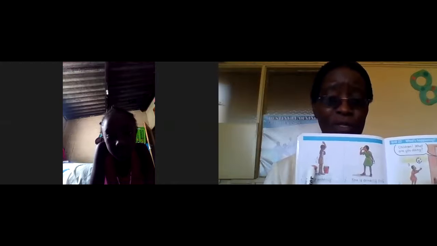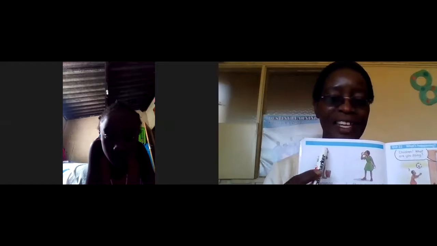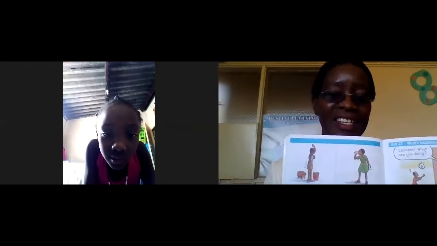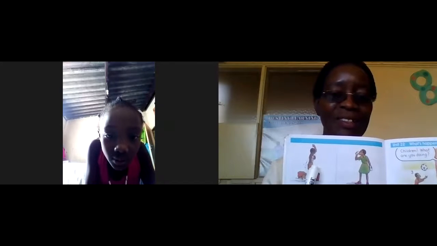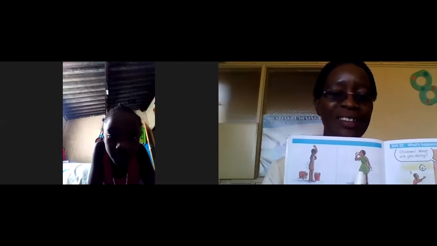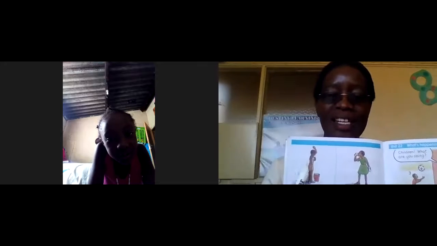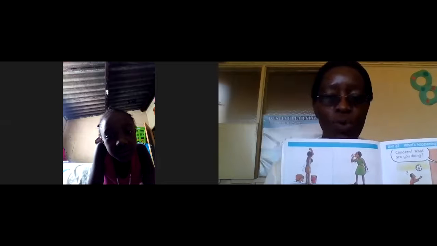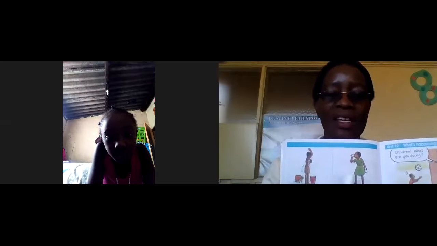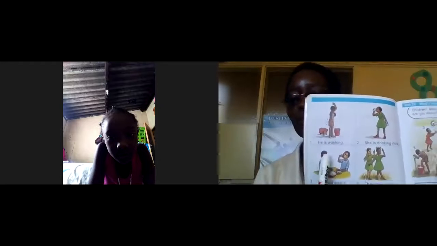The buckets are on the floor. He's not carrying any bucket there. What is he doing? Look at his hand. He is washing. Good. And what about you there? That's you there. What are you doing? Drinking water. Yes, he's drinking. All right. That one is washing. So from the word wash, we get the word washing. From the word drink, that's what? Drinking. Good.